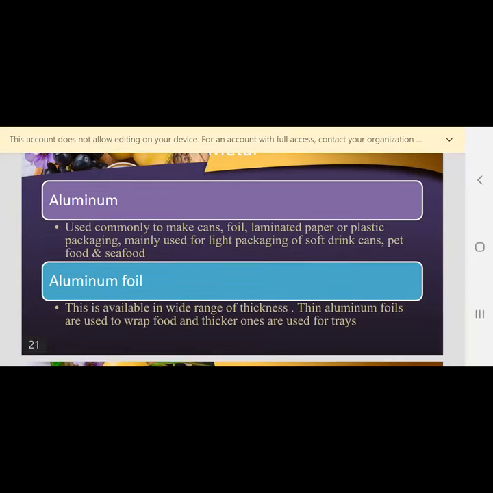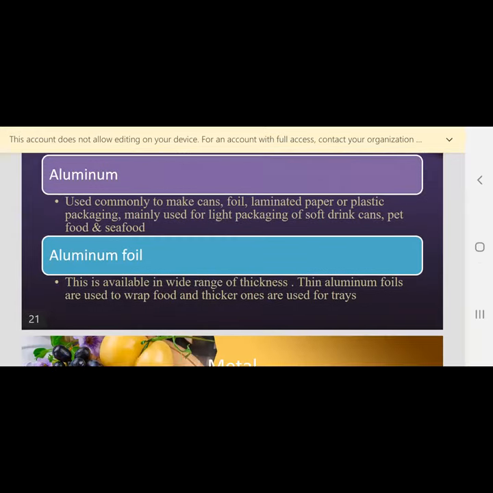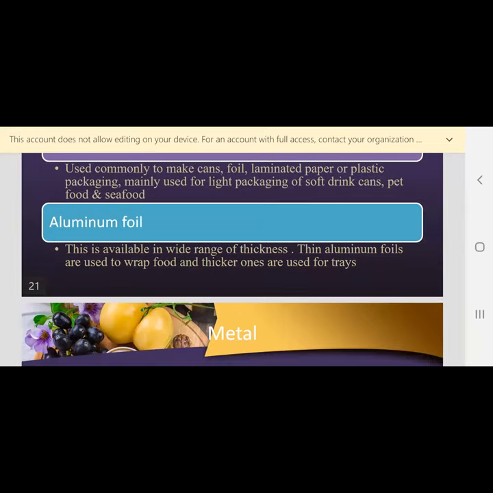And what is aluminium foil used for? This is available in a wide range of thicknesses. Thin aluminium foils are used to wrap food, we all know, like roti and chapati that we get from restaurants. And thicker ones are used for trays. The thicker version of aluminium packaging is also used as a temporary container, which we also get from restaurants and takeaway counters.